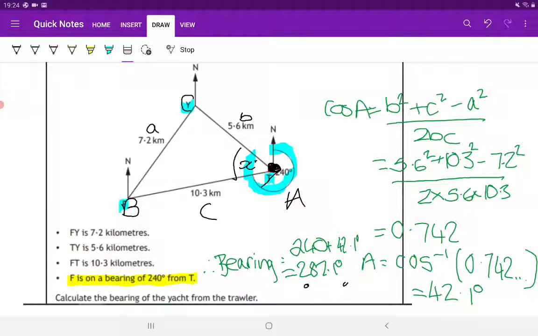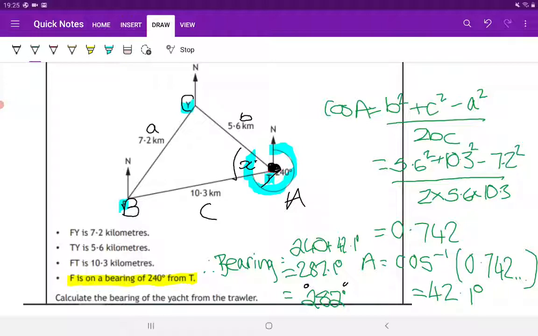Remember right at the start I said that we give 3 numbers when we do a bearing. So we need to round this to just be 282. We don't talk about point whatever degrees. So the answer to that one would be 282.